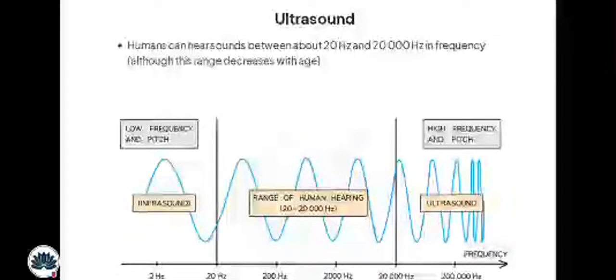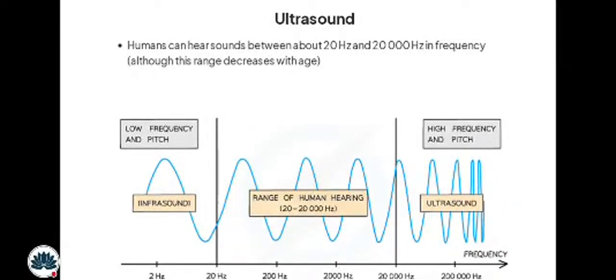Yes, humans can hear sounds between about 20 hertz and 20,000 hertz in frequency, although this range decreases with age. So this is the range of frequency. What does Hz mean? It is the SI unit of frequency. This might appear as an MCQ or come in your P2, asking what the minimum to maximum frequency a human ear can hear is.